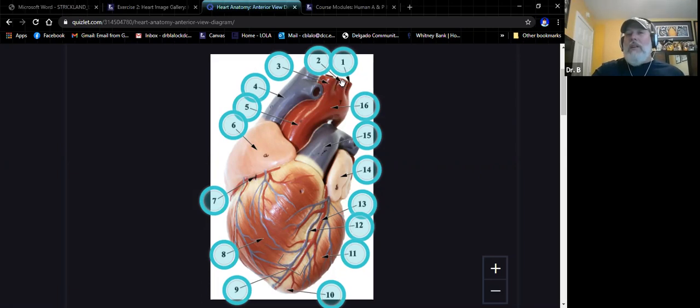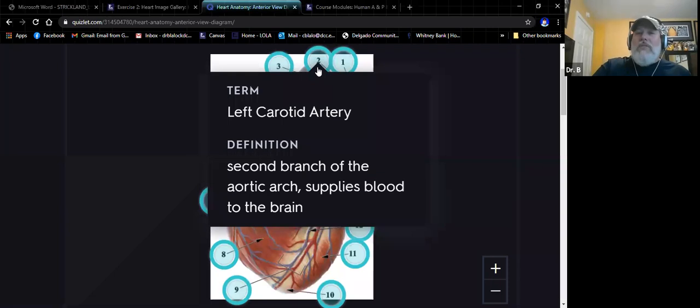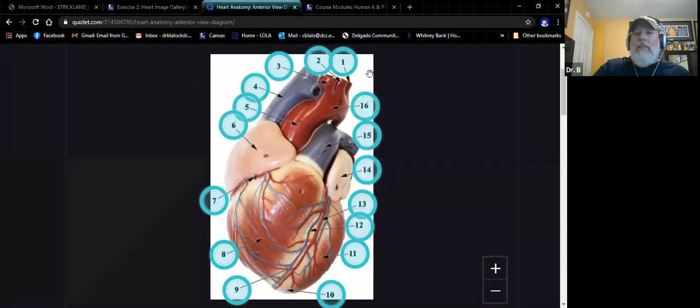Number 2 right here is the left common carotid. I know Mr. Russell has it just listed as carotid right here, but the full correct name of it would be the common carotid, because the common carotid is going to split into an internal and an external. Next to that, number 1 right there, that's going to be the left subclavian artery. All right, the left subclavian artery.